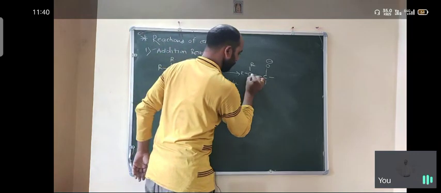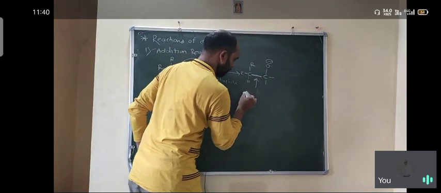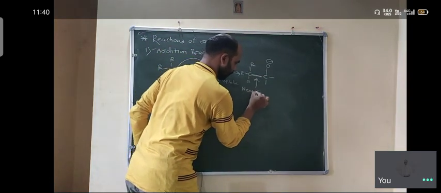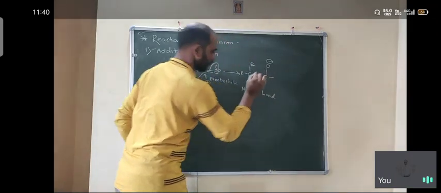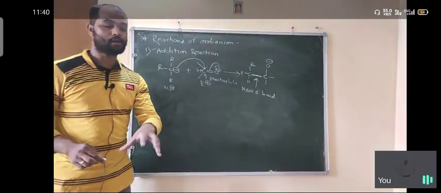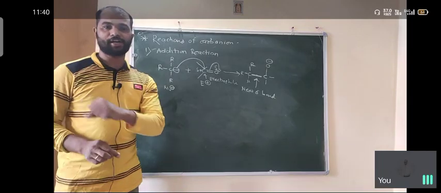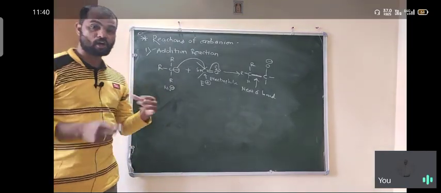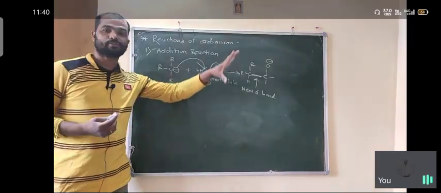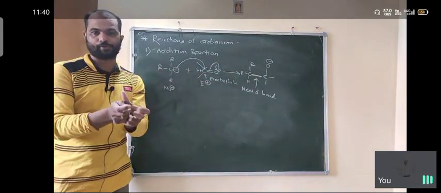So this bond is a new sigma bond. This is the result of the addition reaction. Addition reaction always shows the formation of a sigma bond between the two molecules.